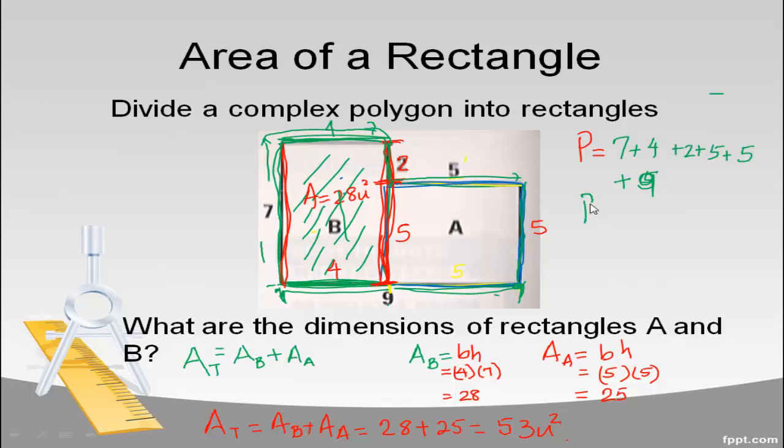So let's add. 7 plus 4, 11, plus 2, 13. 13 plus 5, 18. 18 plus 5 is 23. And 23 plus 9 is 32. So this is 32 units. That's my perimeter. Okay? Let's see one more example, and then I'll do 2 more on another video.